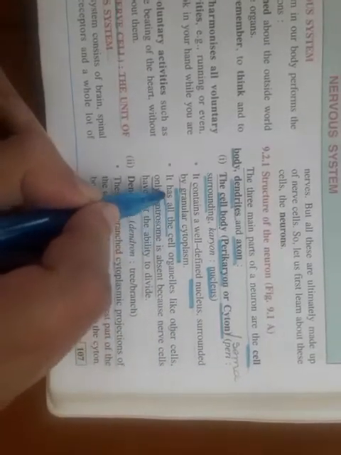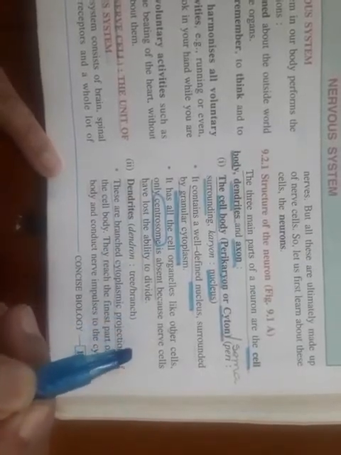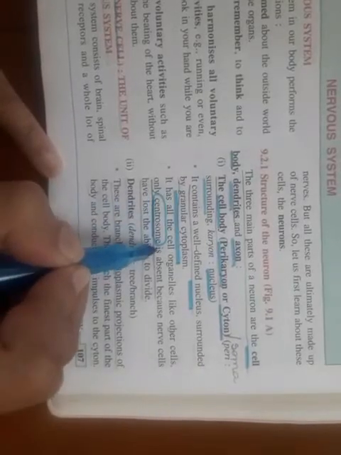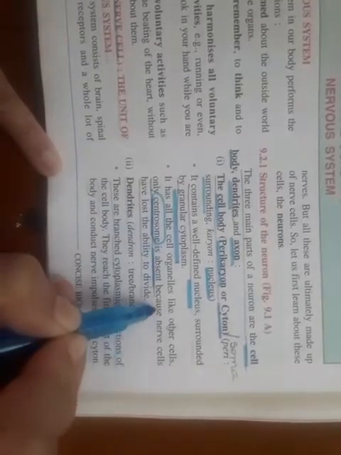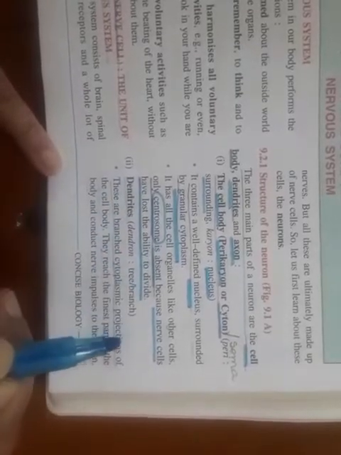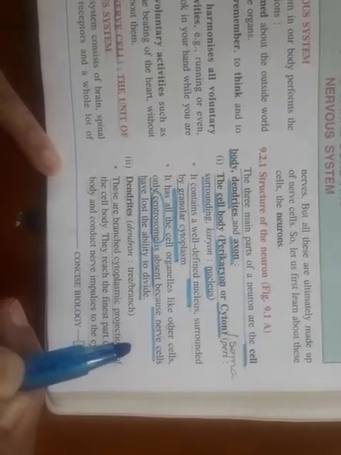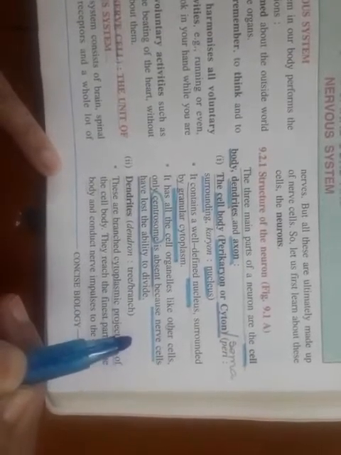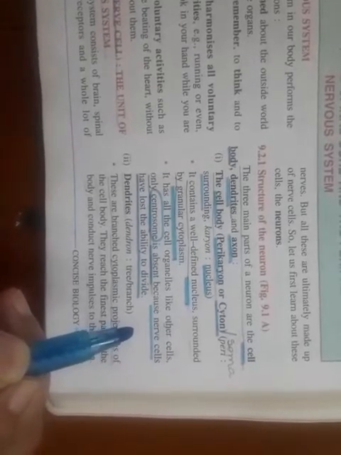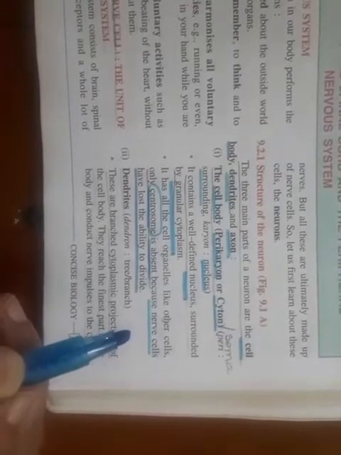One important thing, the nerve cells do not divide. Why? Because centrosome is absent. So nerve cells have lost the ability to divide. Name the cell organelle absent in a neuron. Your answer will be centrosome. So I gave you two, name the following. Please note it down carefully in your notebooks.